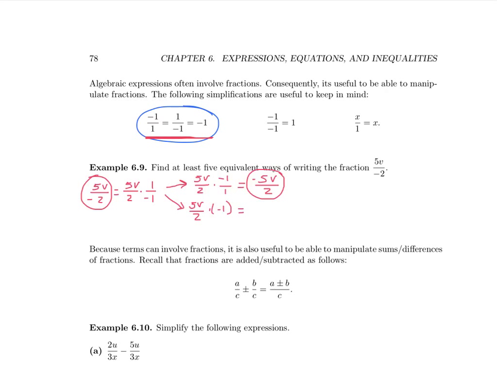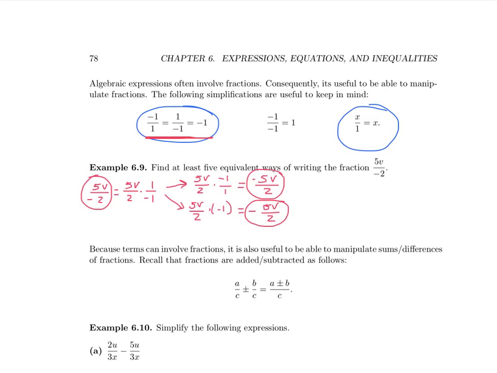If I take the bottom approach, I have 5v over 2 times a negative 1. Well, whenever you multiply a quantity by negative 1, you just get the negative of that quantity. So this is negative 5v over 2. So this again is another way of writing the same fraction. Now we can introduce this fact.